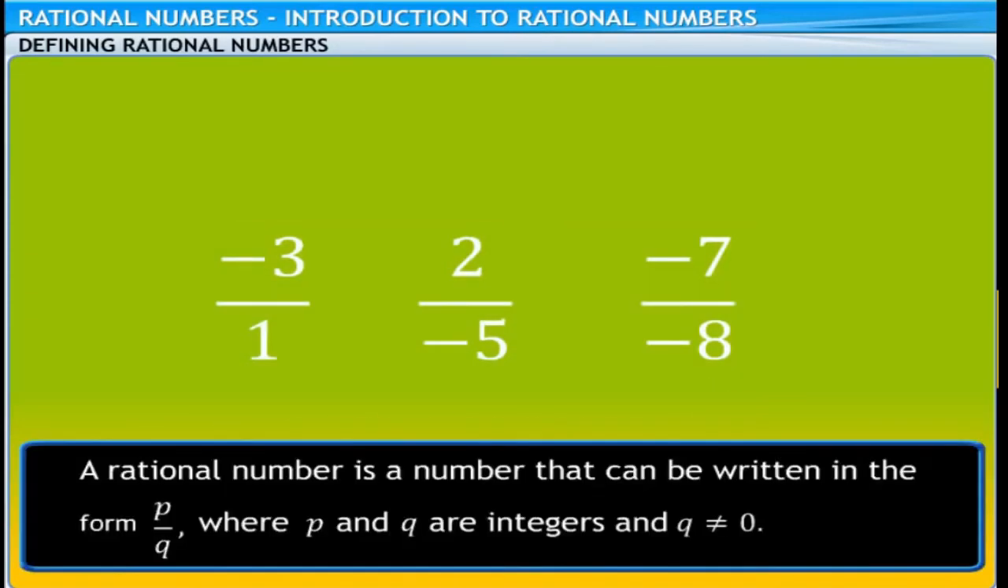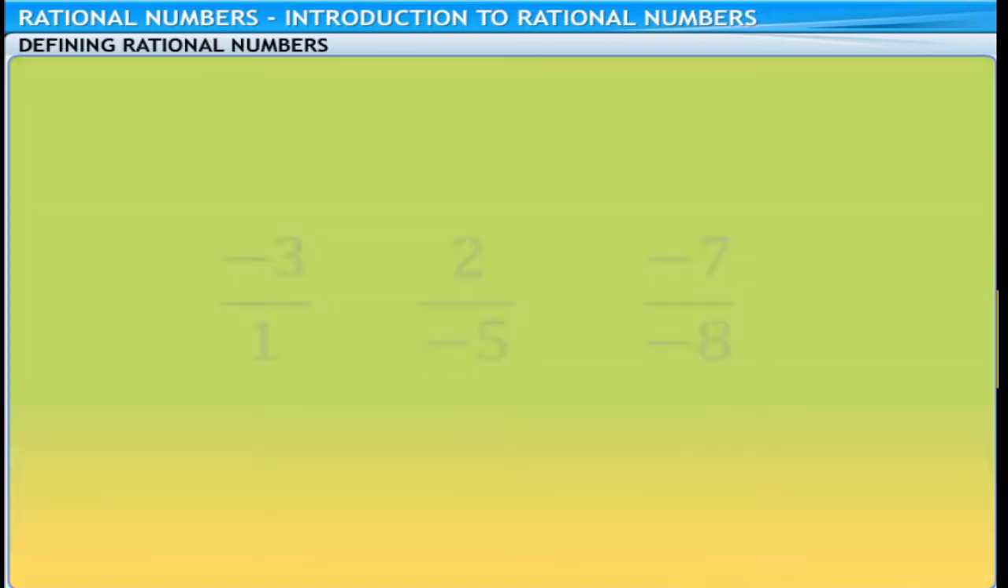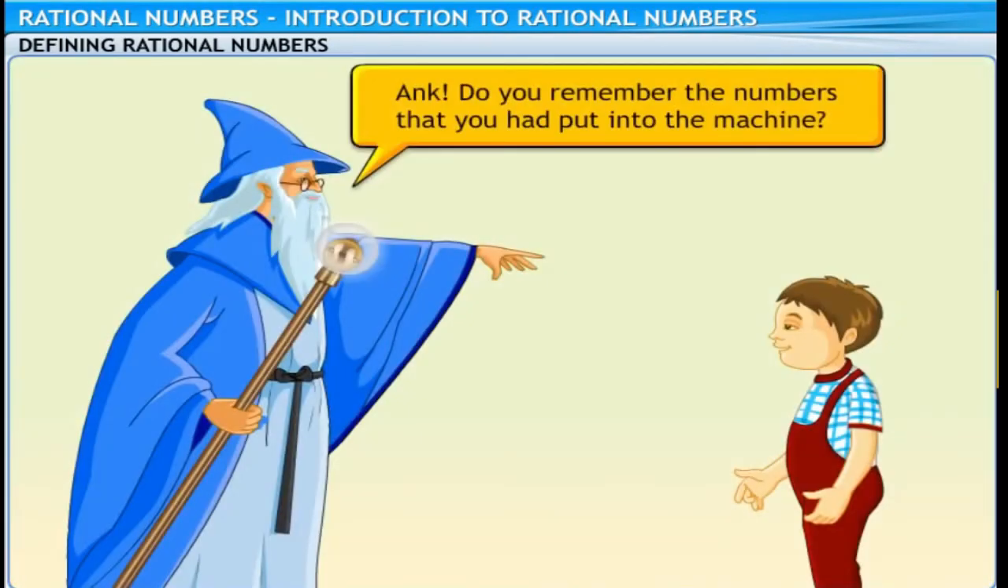A rational number is a number that can be written in the form p divided by q, where p and q are integers and q is not equal to 0. Let's check what all numbers Unc had put into the number machine.